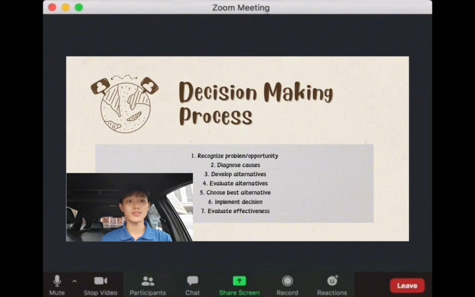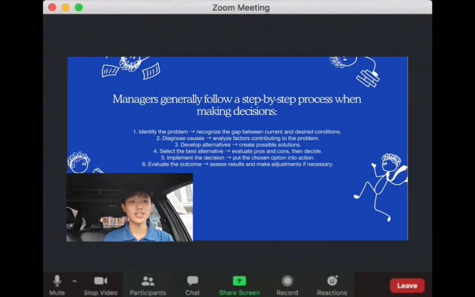The process usually follows six steps. First, managers identify the problem. Second, they diagnose the causes by collecting information. Third, they develop several possible alternatives. Fourth, they select the best option after comparing costs, benefits, and risks. Fifth, they implement the decision, making sure resources and people are assigned properly. Finally, they evaluate the results and make adjustments if needed.